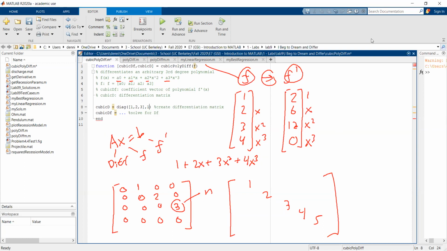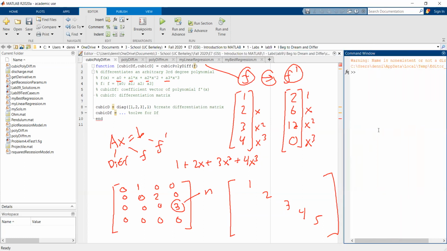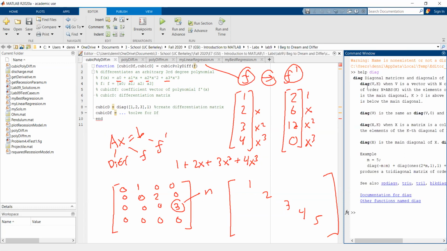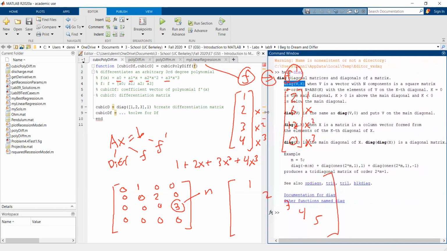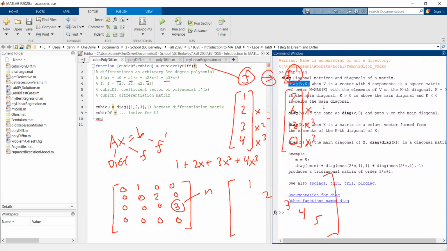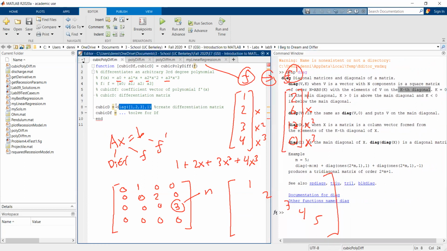And let me just show you, if you're interested, just go to help diag, and it'll show you the syntax for that. I'm using this one over here, where V is a vector with n components, and then the kth diagonal is that second input. So diag 1, 2, 3. This will be expanded out once we actually.